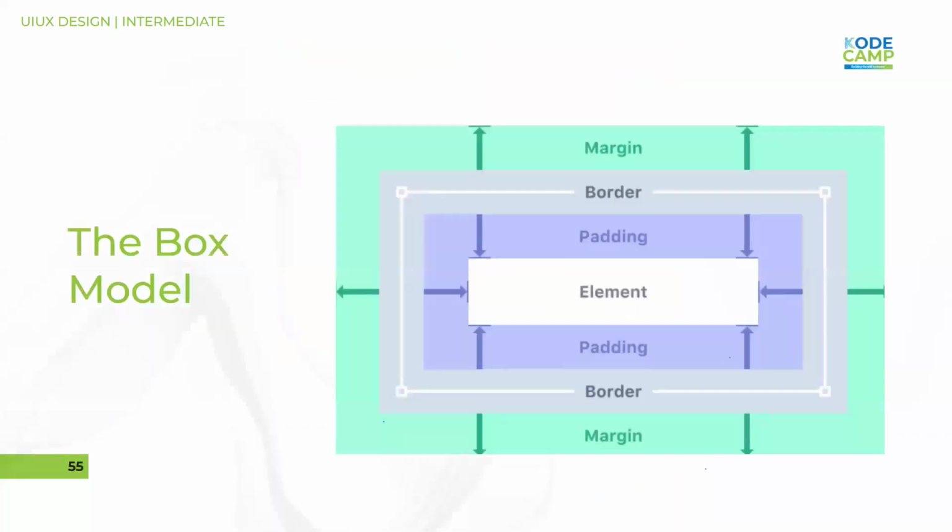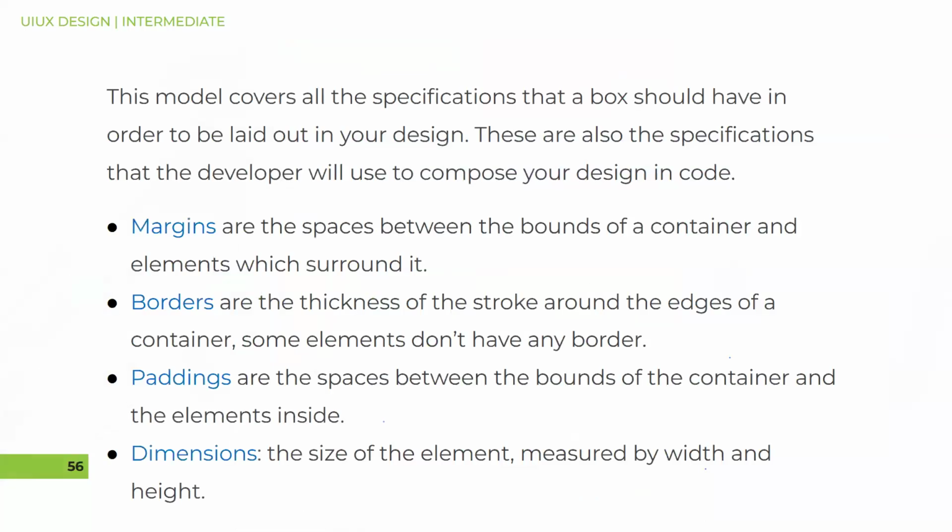So let's look at the box model. What do we mean by box model? This model covers all the specifications that a box should have in order to be laid out in your design. These are also the specifications that developers will use to compose your design in code. So these always have margins, borders, paddings, and dimensions.